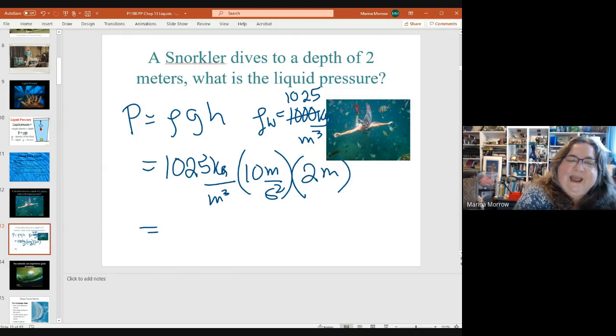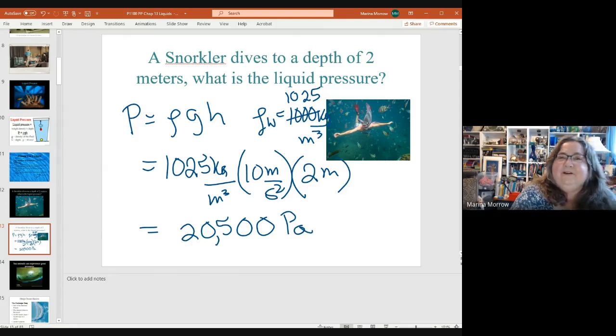Okay, so what do we get now? Well, we're going to get 20,500. All right, 20,500, and this will come out in pascals, or newtons per meter squared, which of course means that it's 20.5 kilopascals.